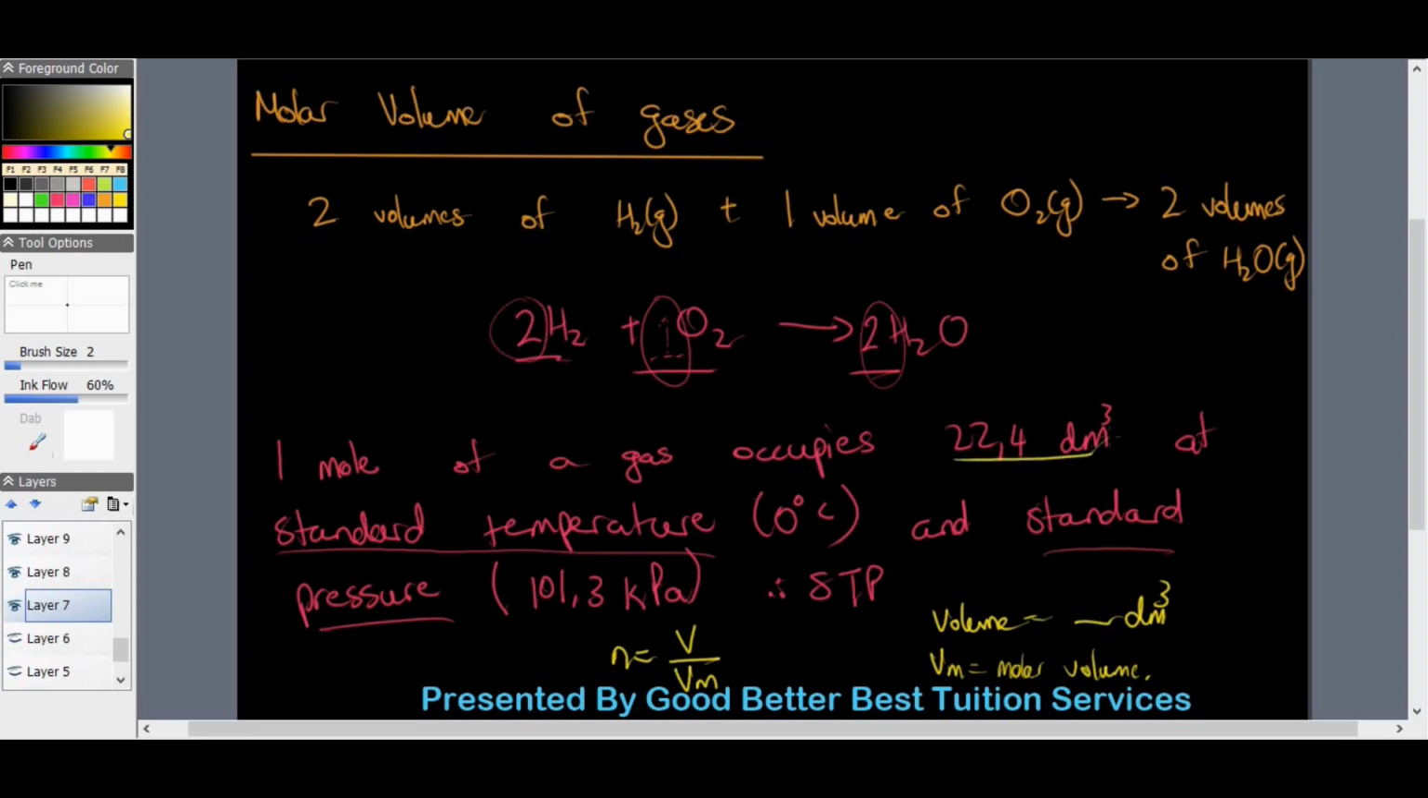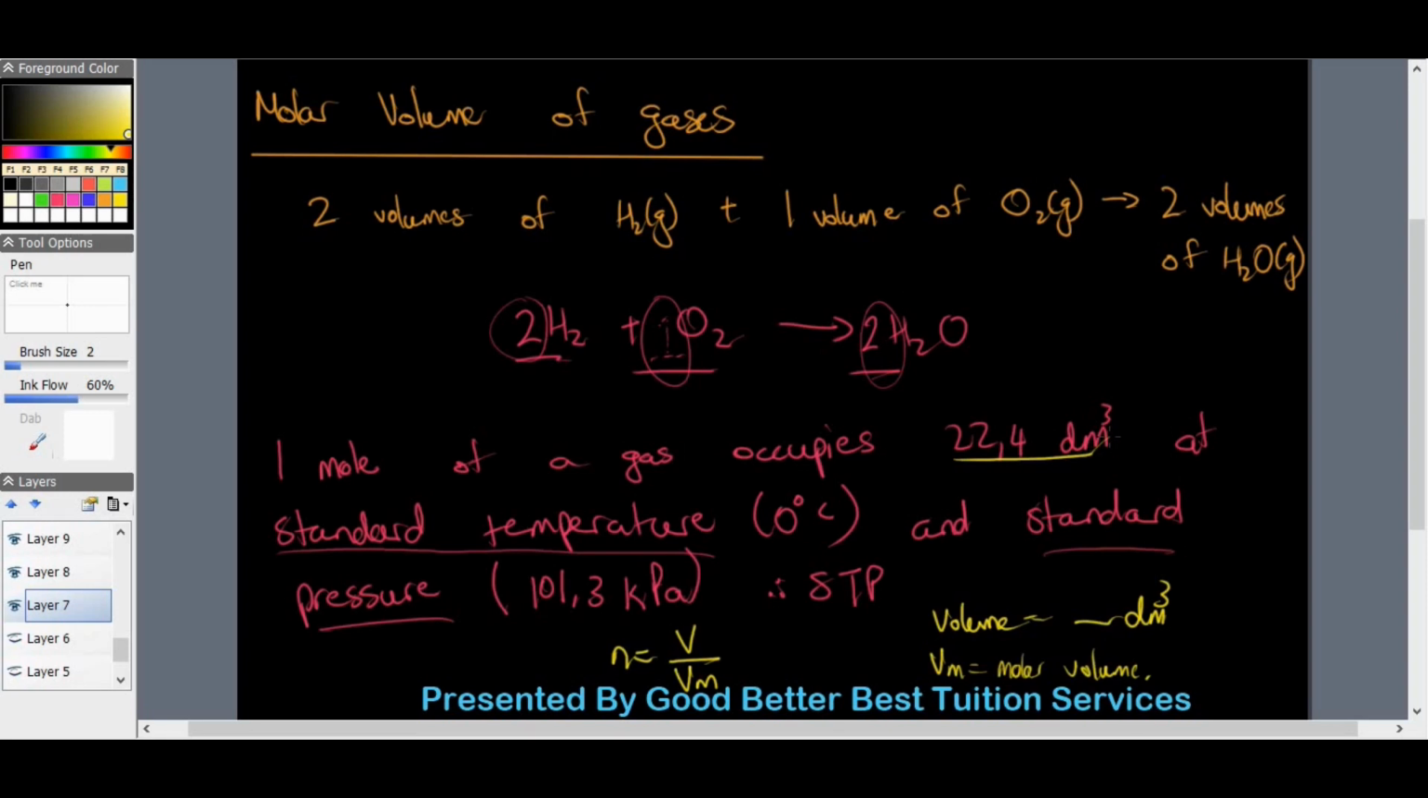22.4 decimeters cubed is your molar volume, and n is the number of moles. So in summary, we've got 3 formulae for the mole. 1 mole contains 6.02 times 10 to the power of 23 particles, which is Avogadro's number. n is equal to N over Na.